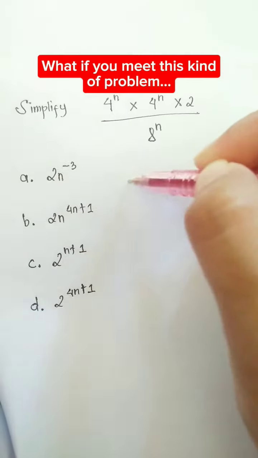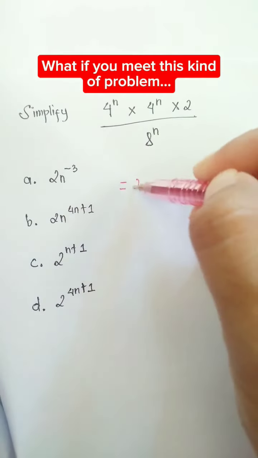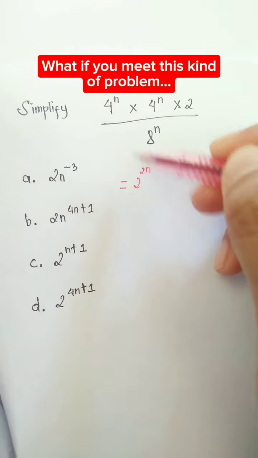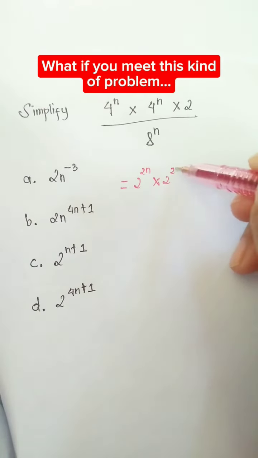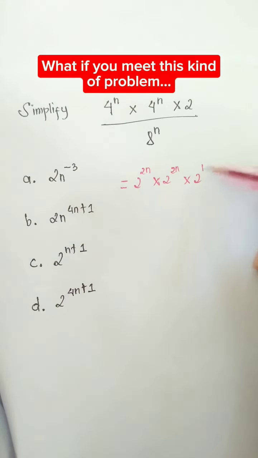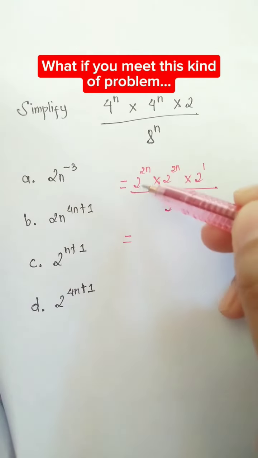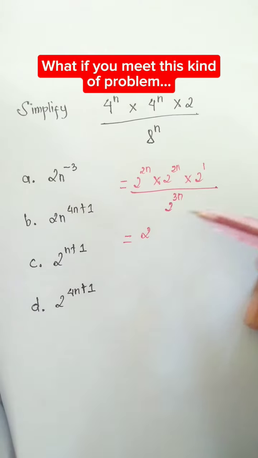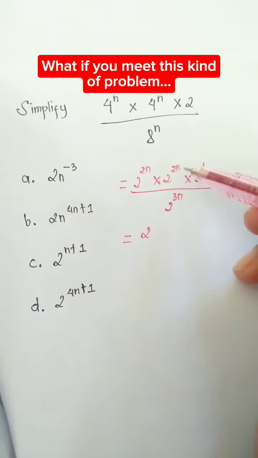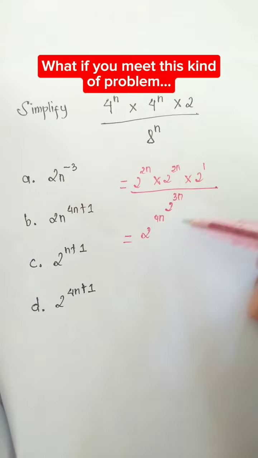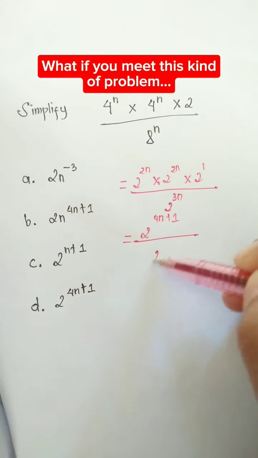Okay, let's see. We can simplify this by rewriting this one as 2 raised to 2n, because 2 raised to 2 will give us 4. Same with this one, 2 raised to 2n, times 2. This automatically has exponent 1. And then this one will be 2 raised to 3n. Now, since we have the same bases, 2, 2, 2, we can simply add the exponents, 2n plus 2n plus 1, that will be 4n plus 1, over 2 raised to 3n.